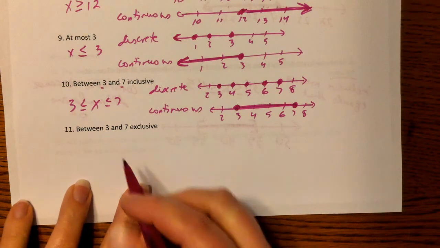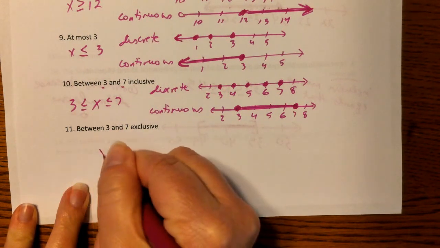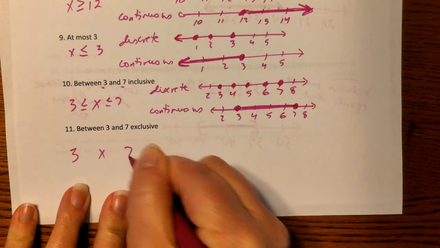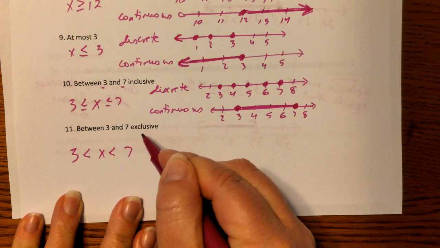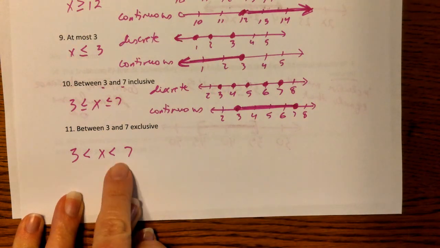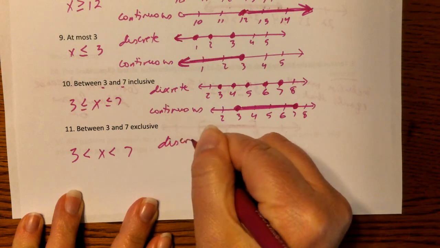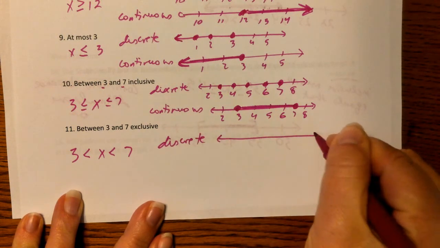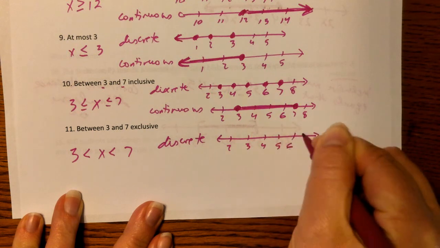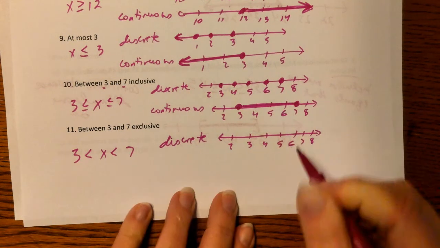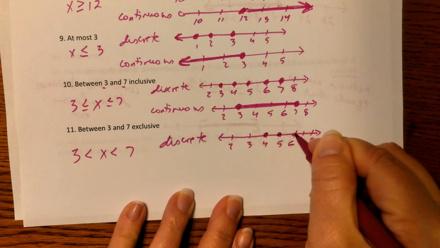All right, number 11. Still between 3 and 7, but it says exclusive. So X is still in between 3 and 7. It's still sandwiched in there, but exclusive means it does not include the numbers 3 and 7. So I don't put the equal to signs. If this is a discrete situation, okay, that's only 4, 5, and 6.